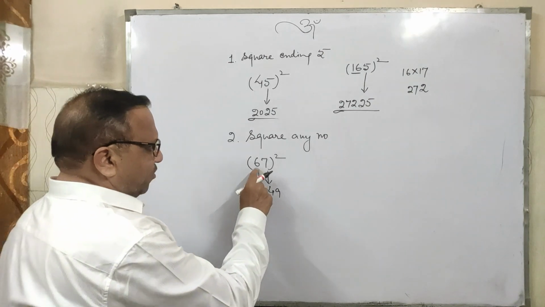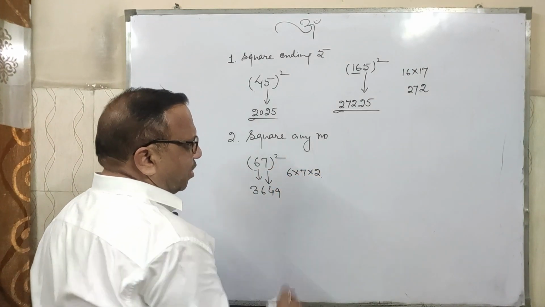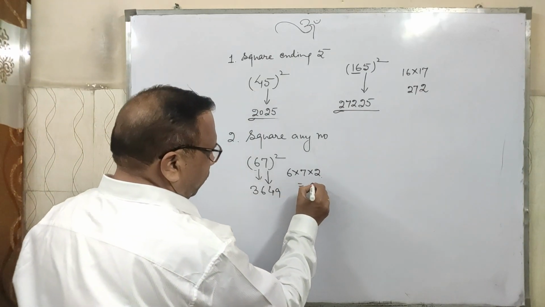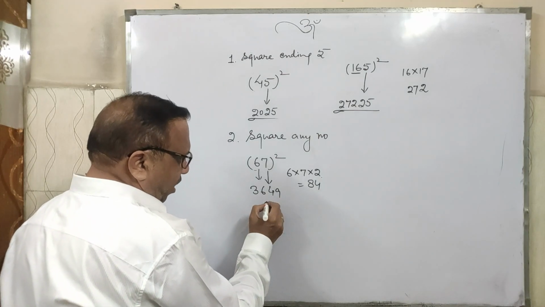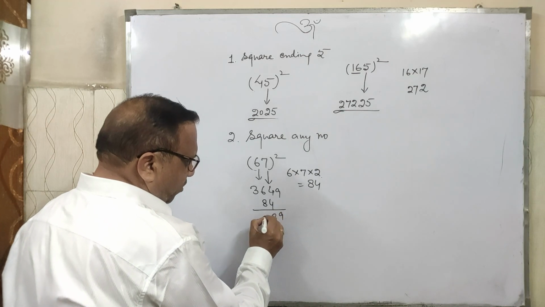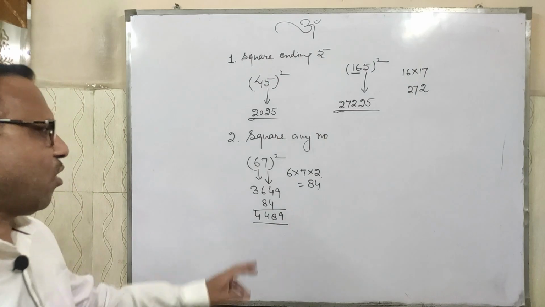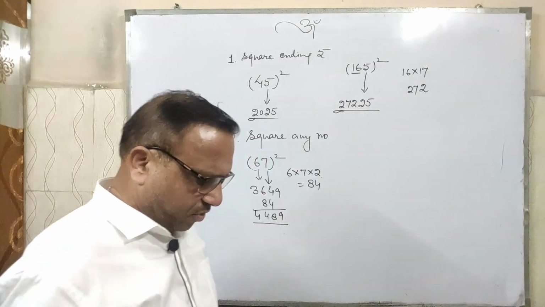Now you multiply these three terms. 6 7 जा, then 2 जा. 6 7 जा 42, 42 2 जा 84. You add 84 just before the last term. So 4489 is the square of 67.